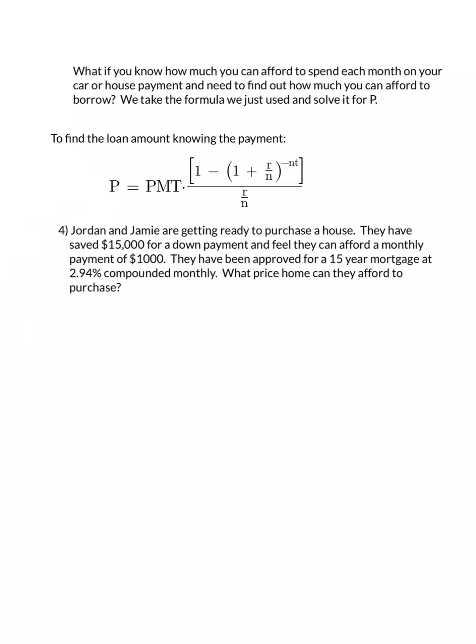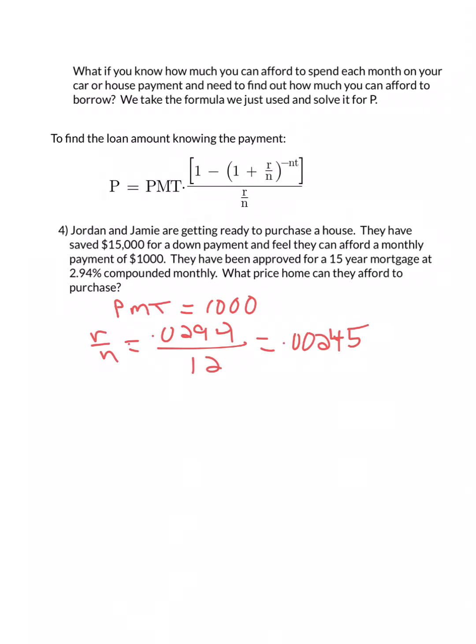First of all, take note that their monthly payment, the PMT, is $1,000. R over N, our rate, is 0.0294 divided by 12, which comes out to be 0.00245. NT, 12 times a year. This time it's only 15 years, so NT equals 180.